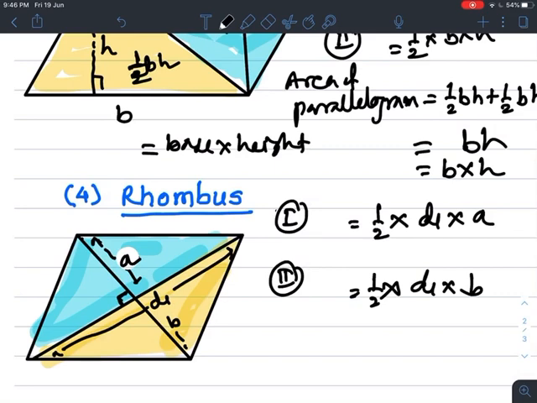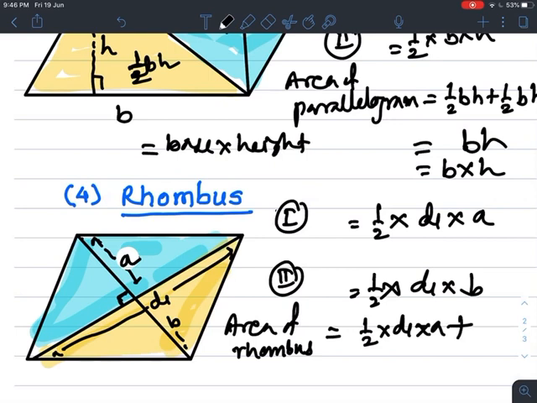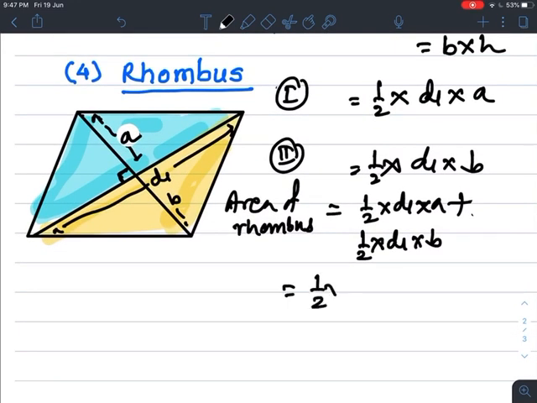So we have to find the area of the rhombus. Now the area of the rhombus is equal to half into d1 into a plus, this is the area of this triangle, this is the area of the yellow triangle. Now the area of the rhombus means the addition of these two areas. So I can write half d1 into a plus half d1 into b. So you will find half and d1 common, and in the bracket remains a plus b.